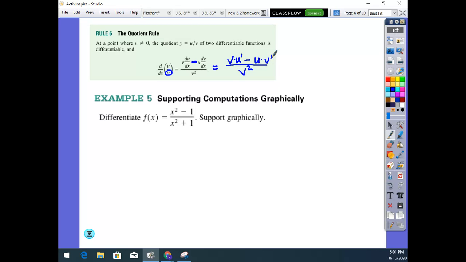Okay, so this says differentiate. That's the verb to find the derivative. So f turns into f prime. Remember what I said up here. You start by whatever is on the bottom and you square it.